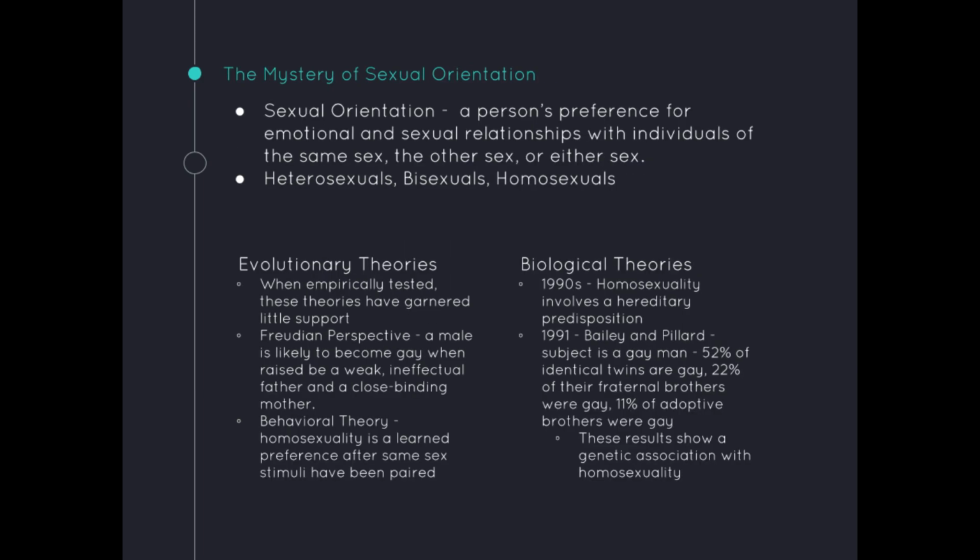The last part of the sexual motivation and behavior section is the mystery of sexual orientation. If you don't know what sexual orientation is, the basic definition is a person's preference for emotional and sexual relationships with individuals of the same sex, the other sex, or either sex. The same sex we call homosexuals, the other sex we call heterosexuals, and either sex we call bisexuals.